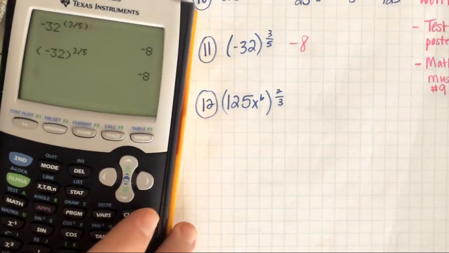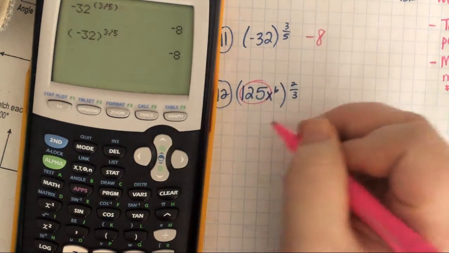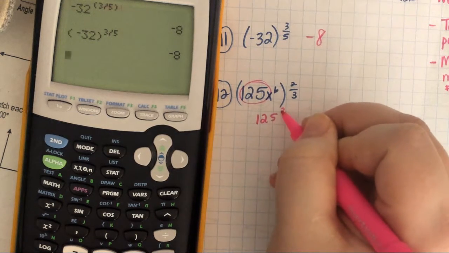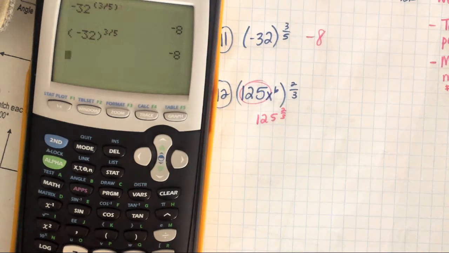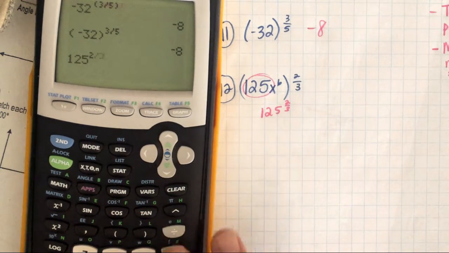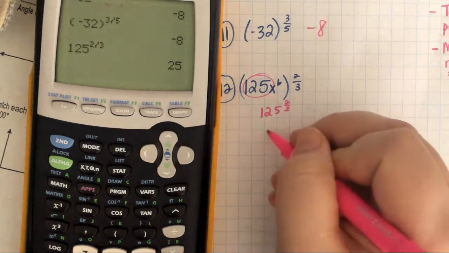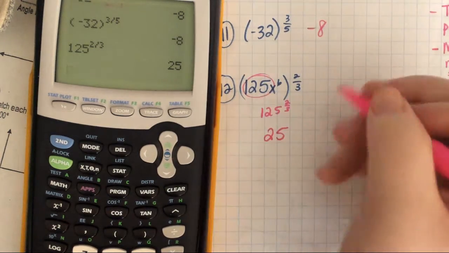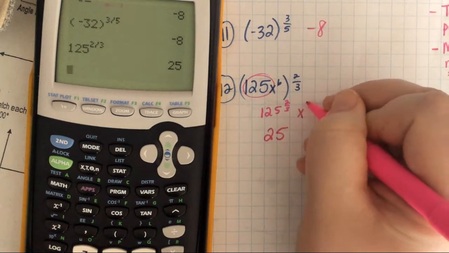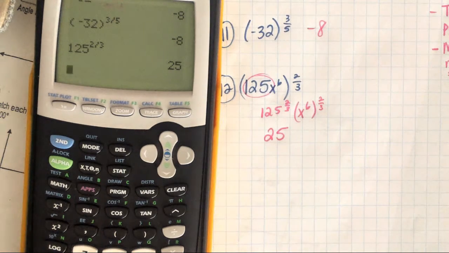And then number 12, sad day, we're going to have to use our brain for part of it. I can type in the 125, so I can do 125 raised to the 2/3. Don't you have to break down the answer? We are going to. Let's go one step at a time, but yes, good idea. 125 raised to the 2/3, I get 25. So I know the number is 25, but I've also got to deal with the x to the 6 raised to the 2/3. When you're raising powers, what do you do with the exponents?